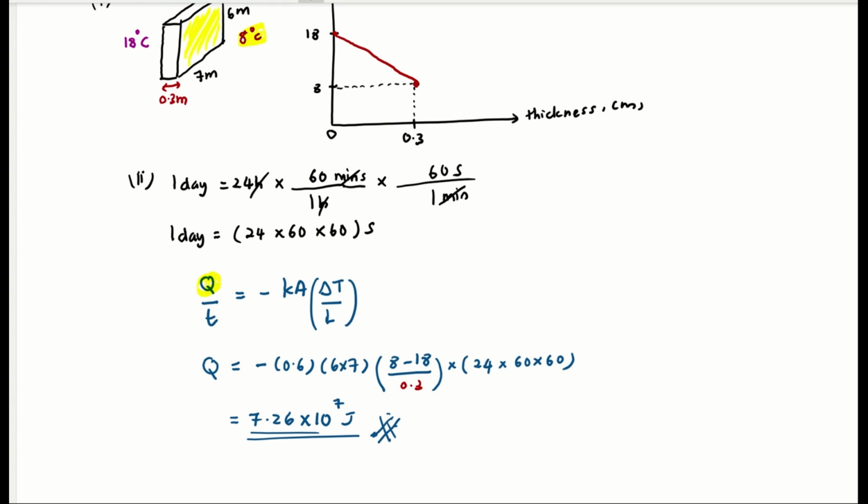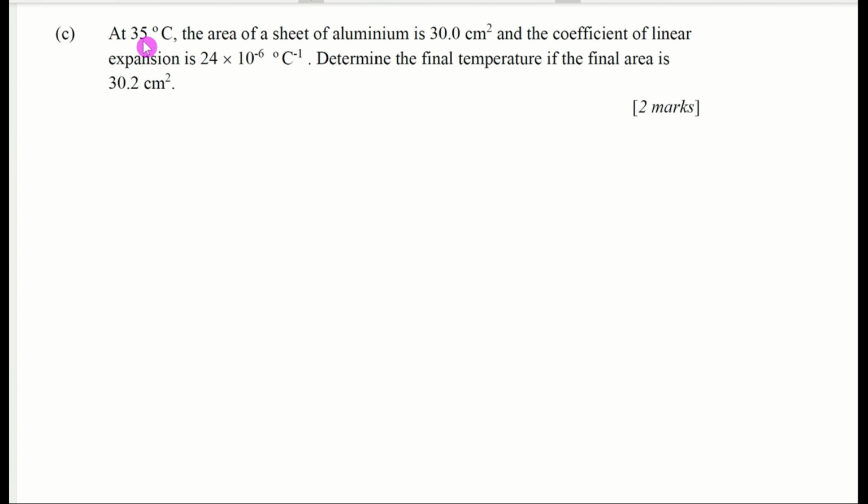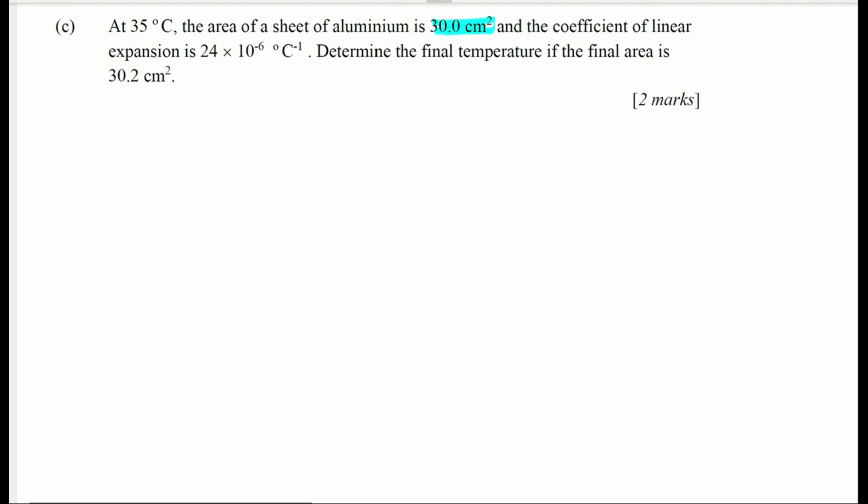So now let's proceed to question 7C. At 35 degrees Celsius, the area of a sheet of aluminium is 30 centimeter squared. So ini adalah perangkap dia lah. The cross-sectional area is given in centimeter squared. Make sure you know how to change the unit, centimeter squared to meter squared. So the coefficient of linear expansion means that alpha is given. Alright, determine the final temperature if the final area is 30.2 centimeter squared.